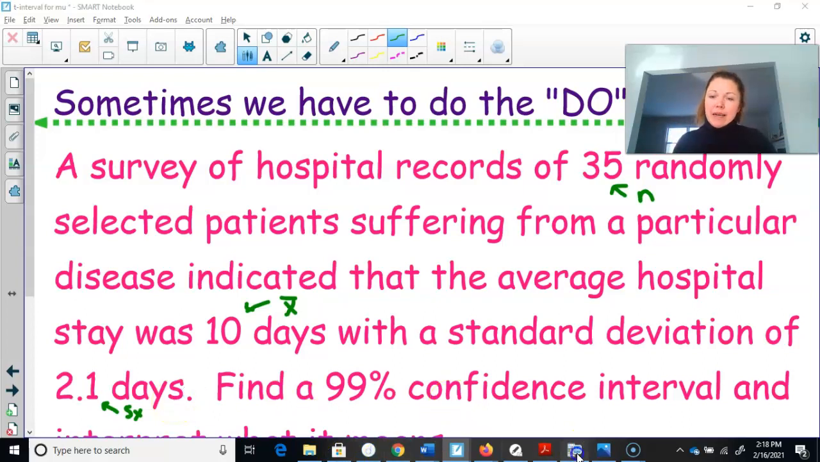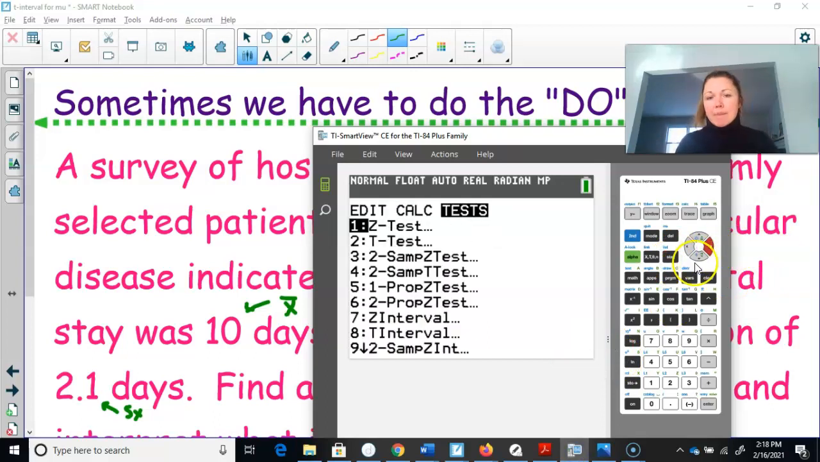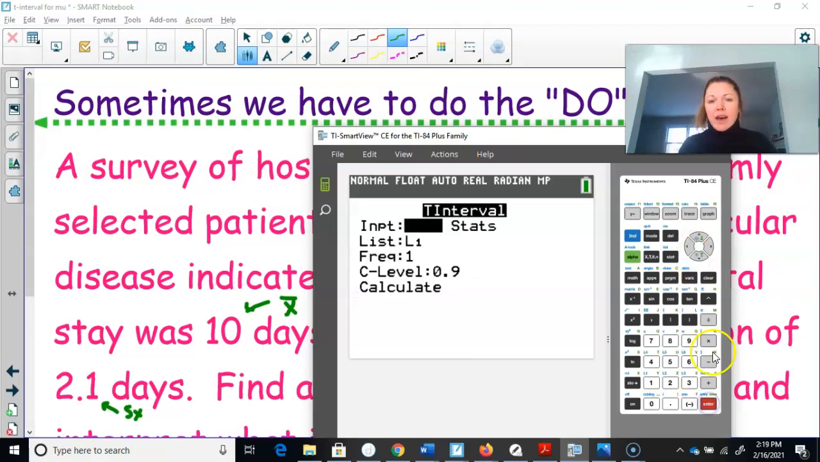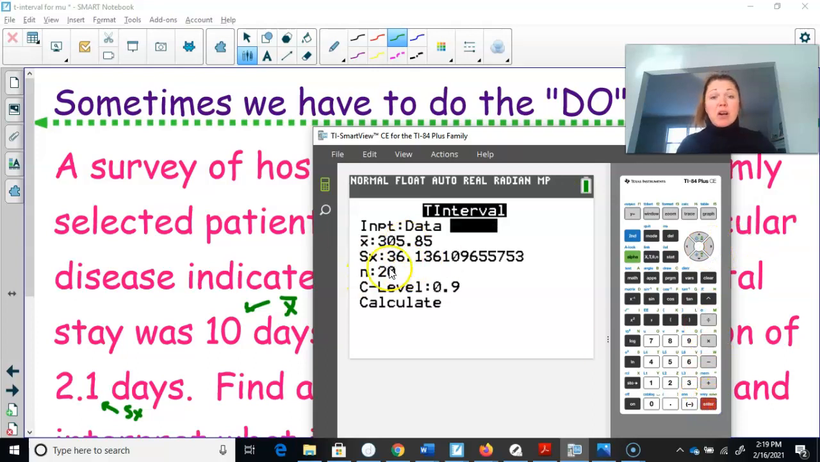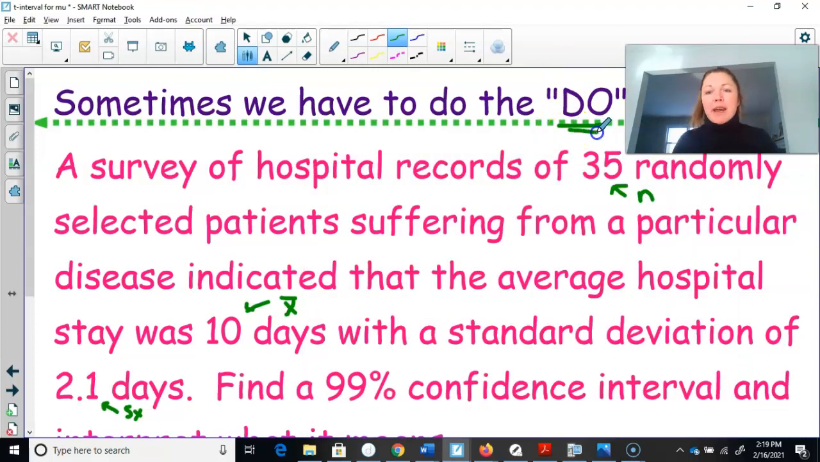So technically in our calculator, we could do a T interval given statistics. This time we can't, but I just want to show you that. You can type in statistics as well. When they give you an X bar, an SX, a sample size, and what confidence level you want to construct for your interval, you can do that. But there's an issue here. So how do I know when I can't do it, when I have to do it by hand?